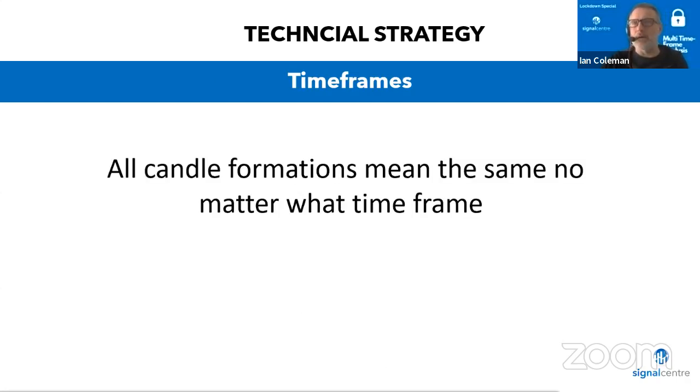I've put here all candle formations mean the same no matter what the timeframe. Now, what do I mean by that? What I mean by that is an evening doji star on a weekly chart is a topping formation. It's still a topping formation on a 5 minute chart if you get an evening doji star, but the difference is the reversal will normally be a lot greater in a higher timeframe and hold more power in a higher timeframe than it will in the shorter timeframe.